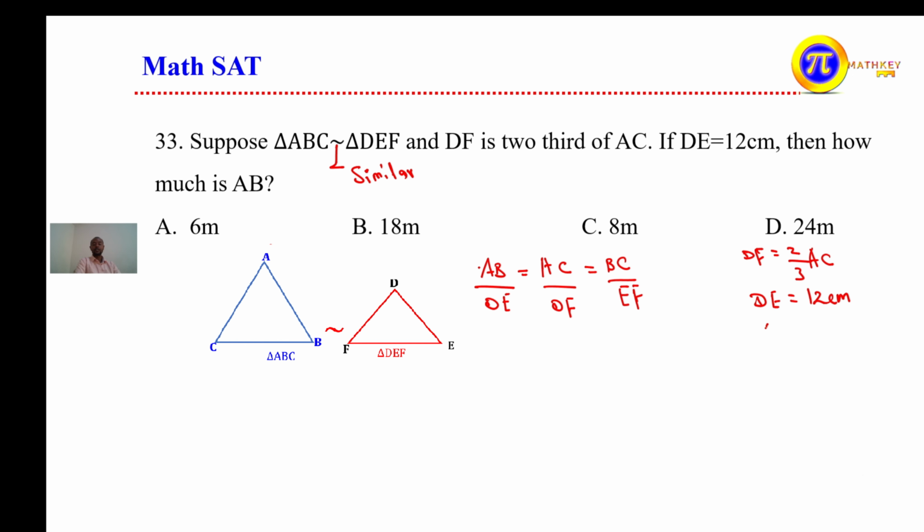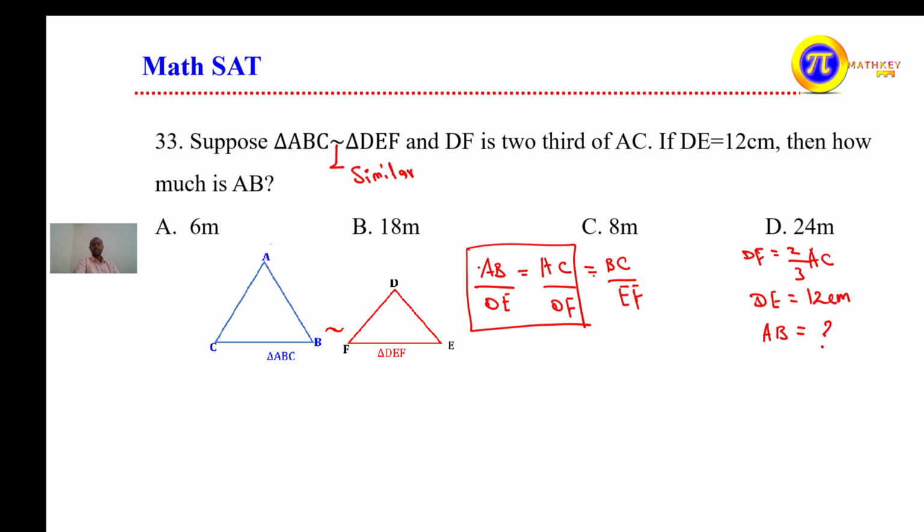What are you asked to find? The value of AB. AB is equal to how much? To find this one, it is better to take the first two proportional constants, that means ratios. There is no need of finding BC and EF, since we don't need them for calculating our proportional constant here.